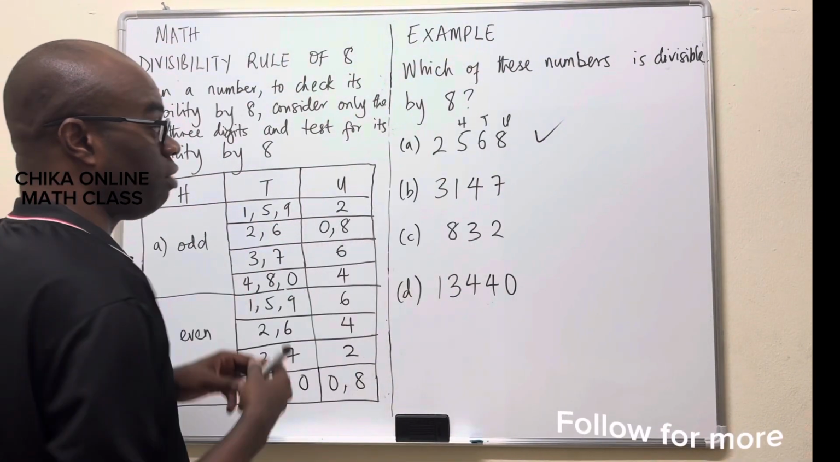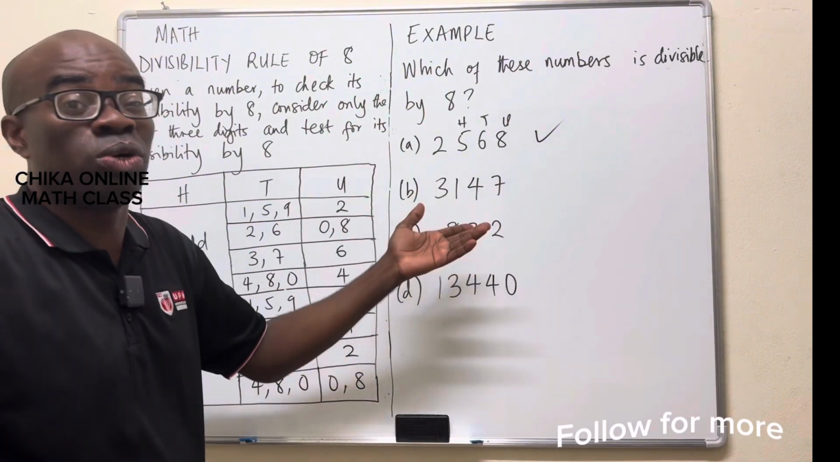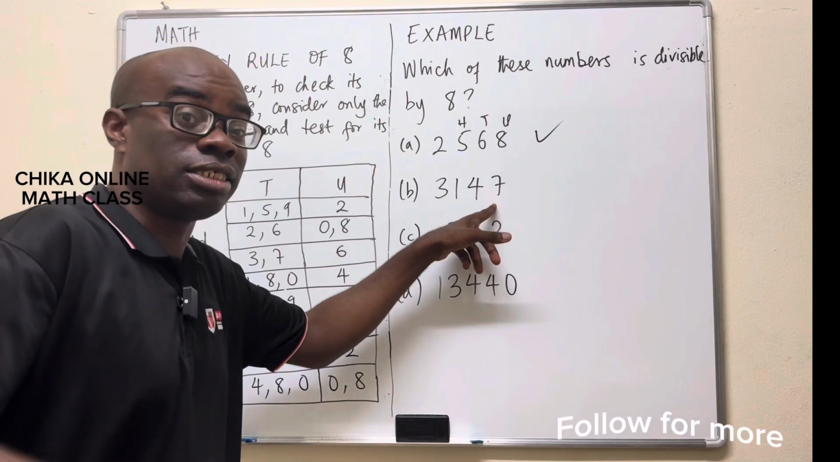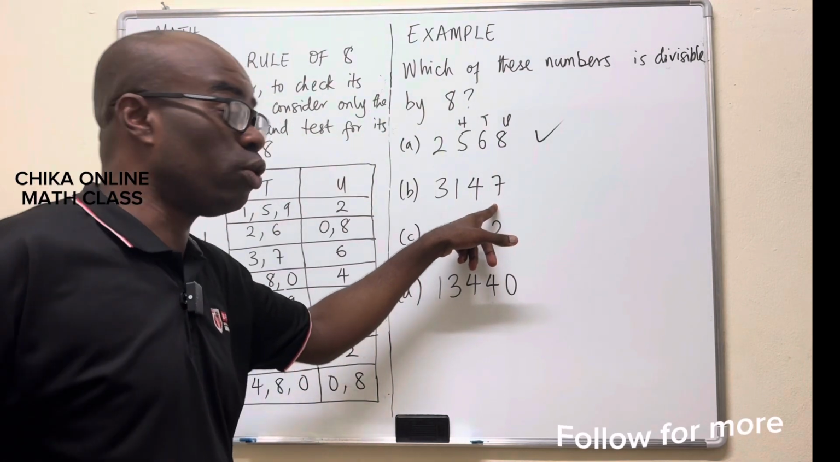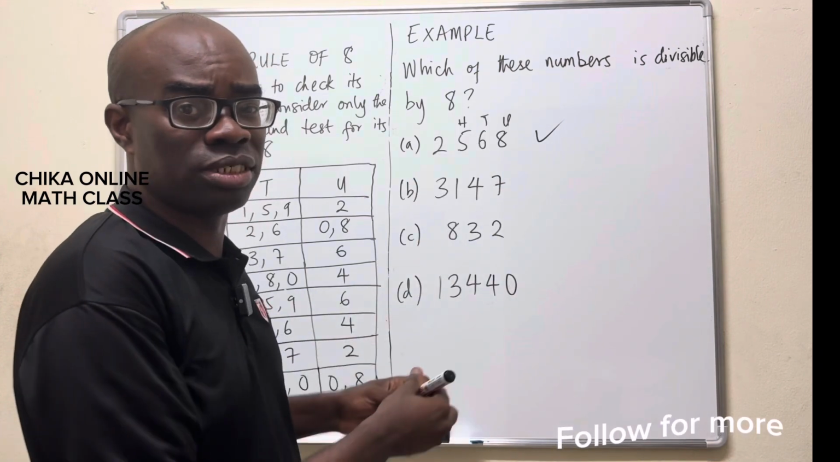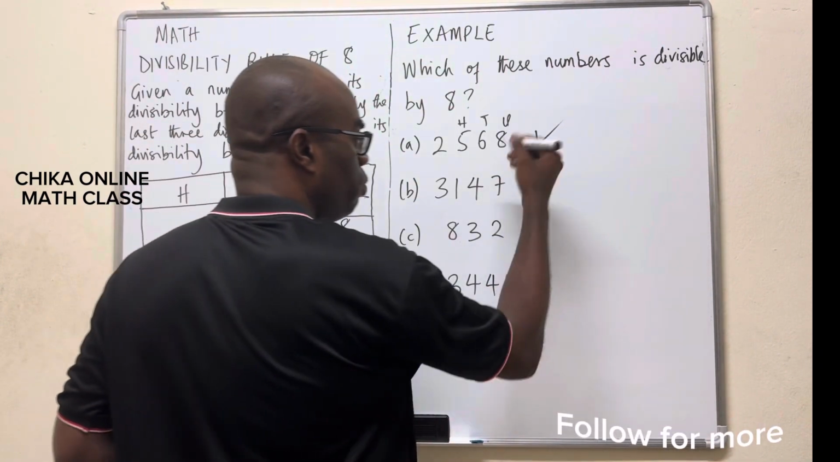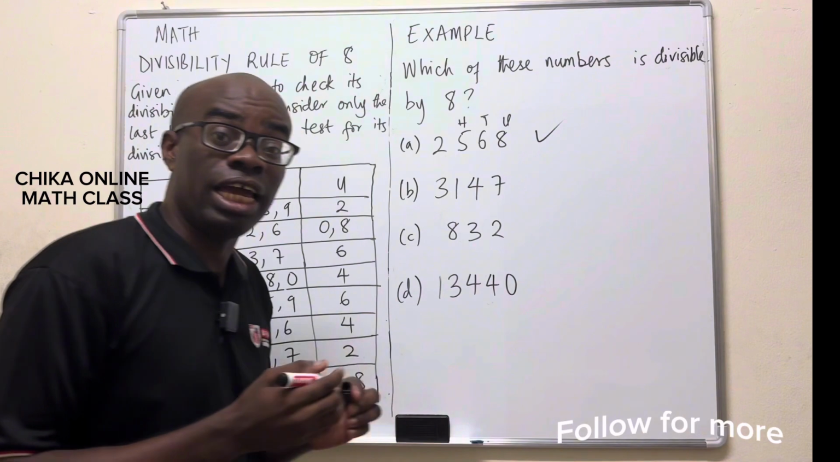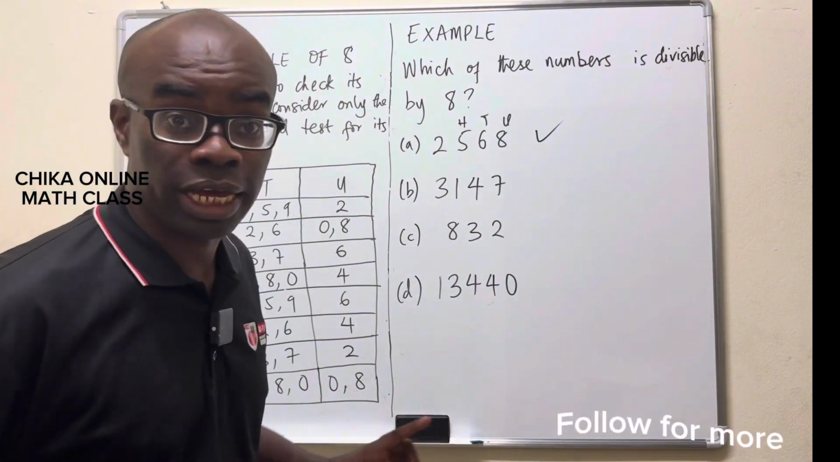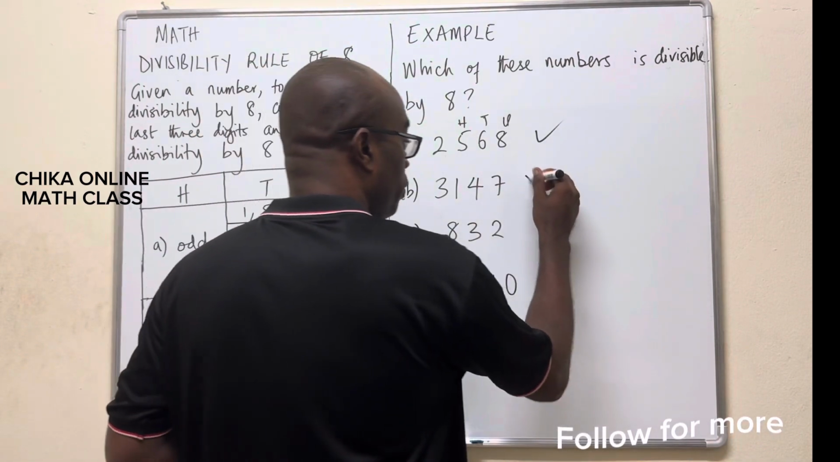So let's look at 3147. Now this one we don't need to waste time because the last digit here is an odd number, and 8 is 2 into 3 times. So if 2 cannot divide 7, then 8 does not have any business dividing 7. Okay, so we don't need to test for that here. If any number ends with an odd number, then automatically it is not divisible by 8. Okay, so this one is not divisible by 8.